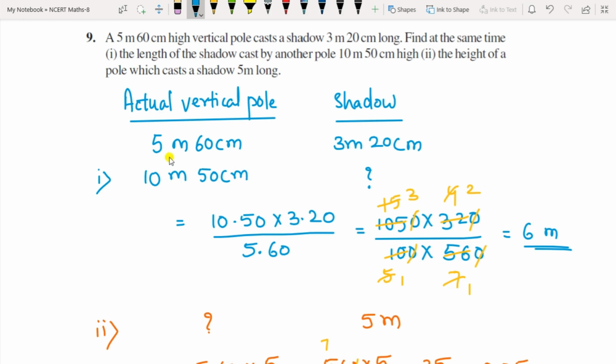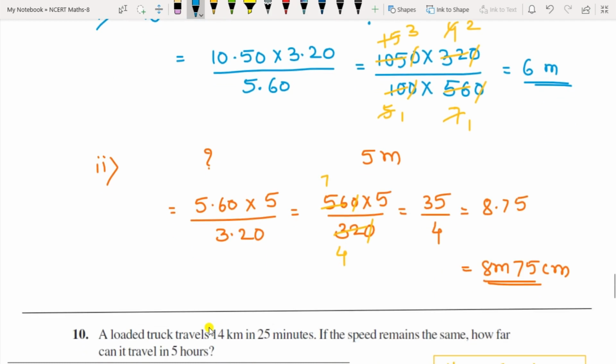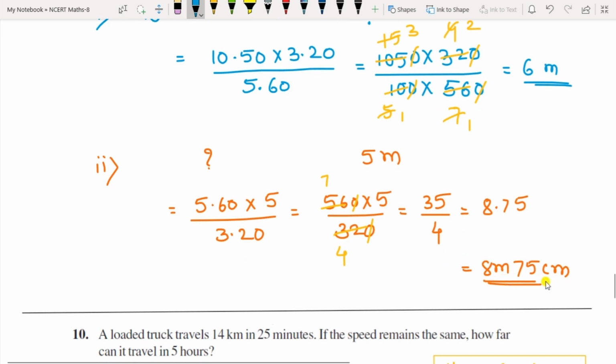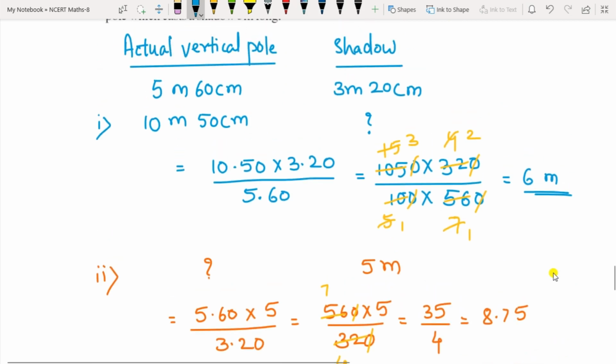Second part. Height of a pole which casts a shadow of 5 meter. Now the shadow is given here, that is 5 meter. You have to find the actual vertical pole, the actual length of the pole. So again cross multiply. See, I am not repeating the question again and again. So 5 meter into 5.60 divided by 3.20. So you have to solve it. It becomes 8.75. So 8.75 means 8 meter and 75 centimeter. That will be the actual length of the pole.